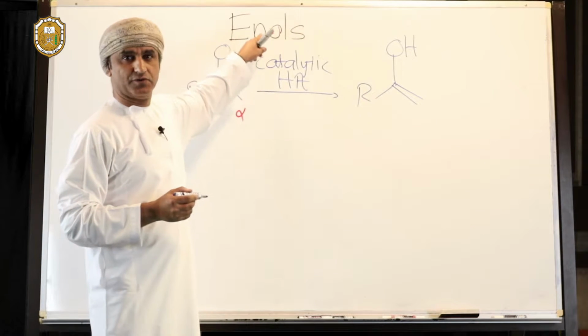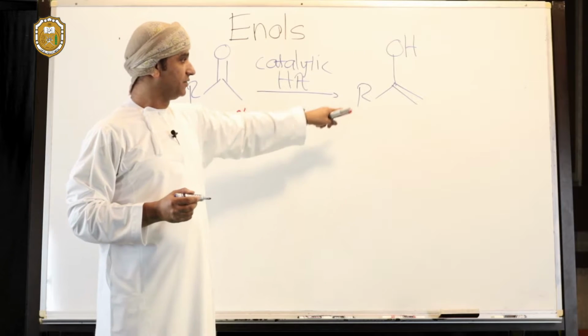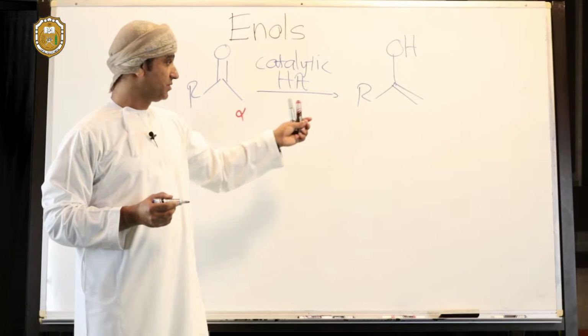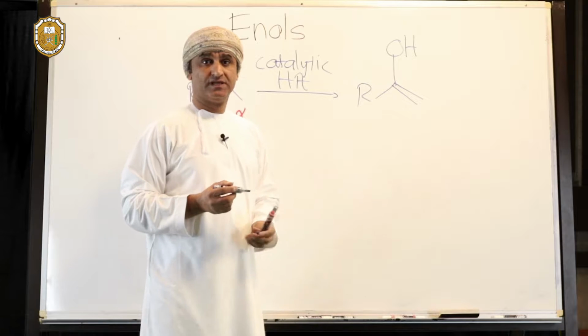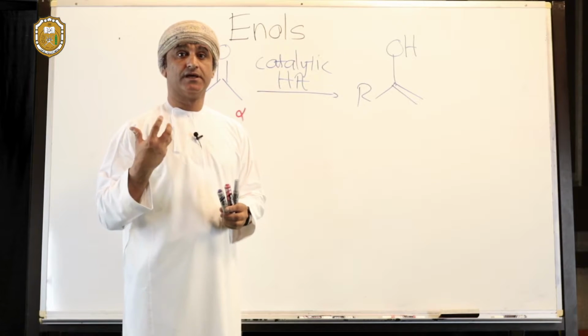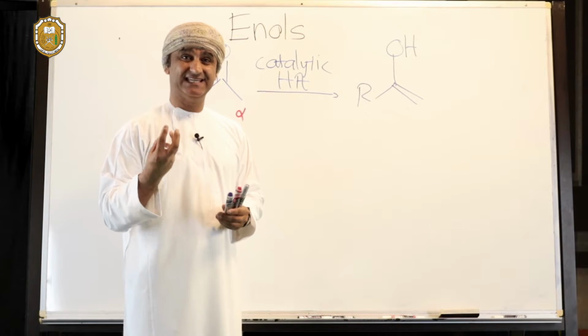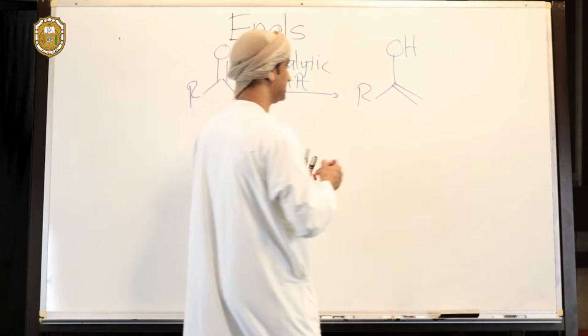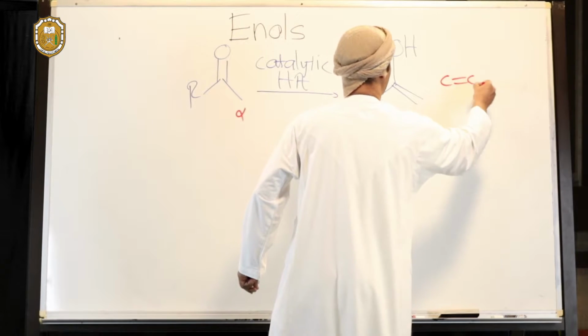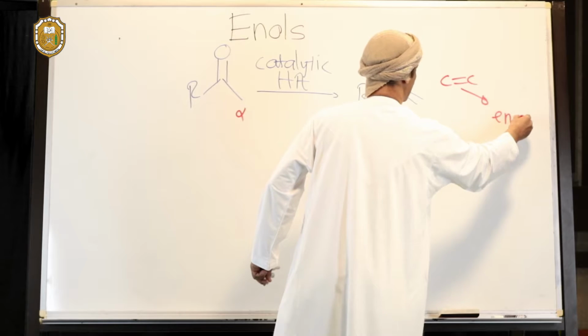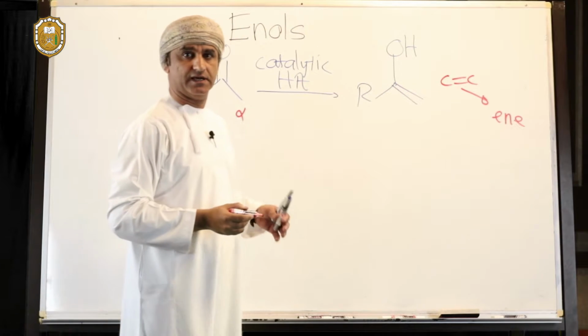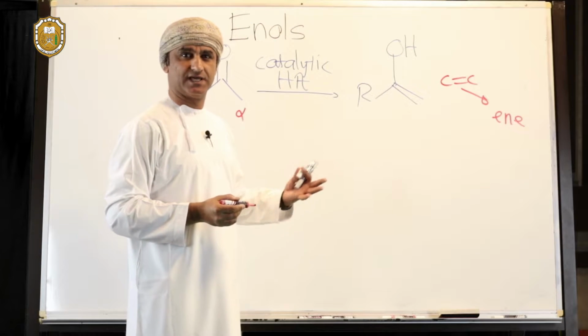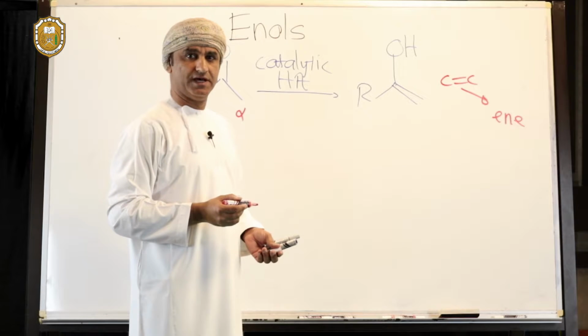This is, of course, the word enol. If you look at this intermediate or this structure, it has a carbon-carbon double bond. Therefore, it is an alkene, so thus "ene." It has a carbon-carbon double bond, therefore it is "ene," the suffix of alkenes, because they have the carbon-carbon double bond.